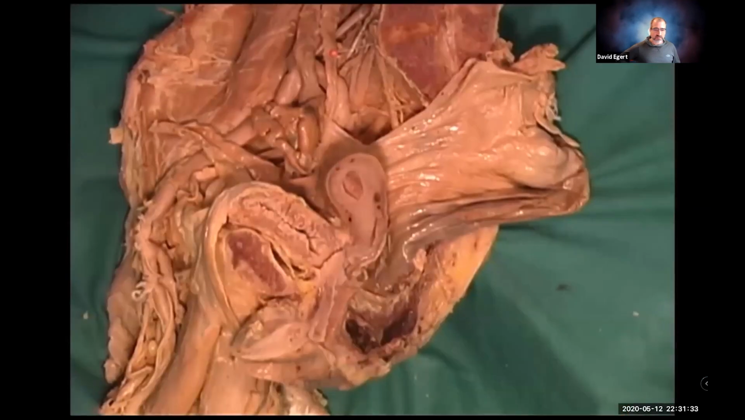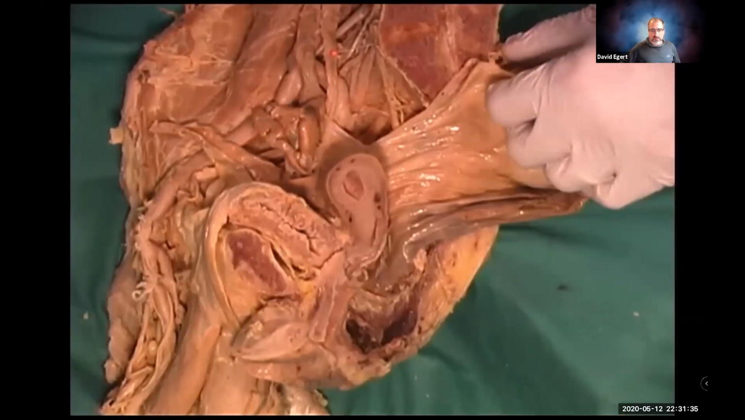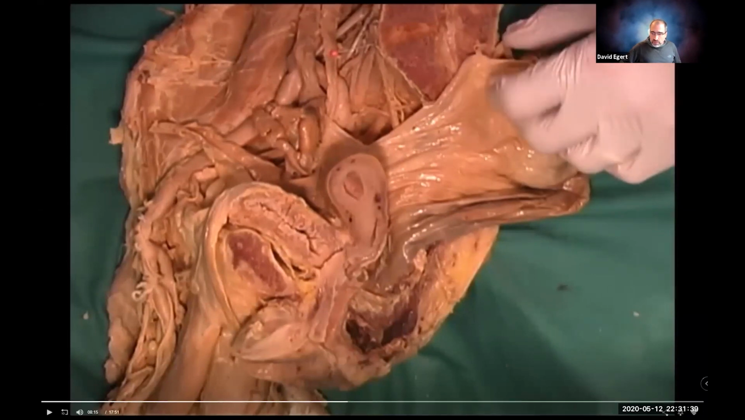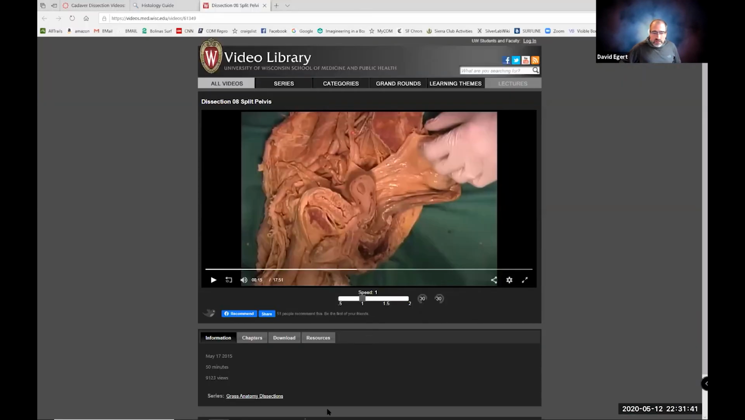To continue the dissection on this side, we'll look at the vascular system first, and then the rest of that just goes into the blood vessels and the nerves. Although actually, I want you to see the perineum. Hold on, I forgot that.